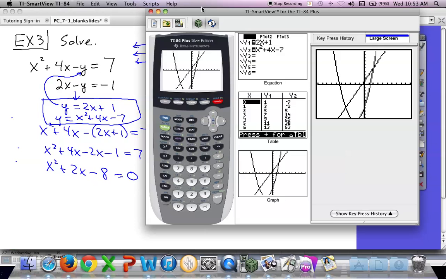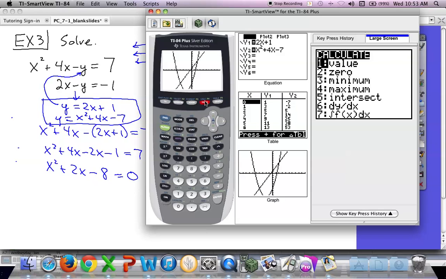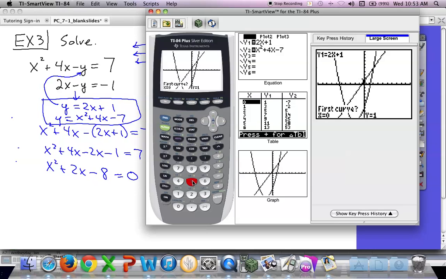All right, we see our parabola, we see the straight line, and how many intersection points do you see? You see 2, right? So now, how do I find the first intersection point? Second, trace, 5. The first curve, do you see it blinking? It's blinking right there on the straight line, so that's okay. And now it jumps to the quadratic, and so we'll say, okay, that's good. And we guess. And it says the answer is 2, 5. That was one of our solutions.